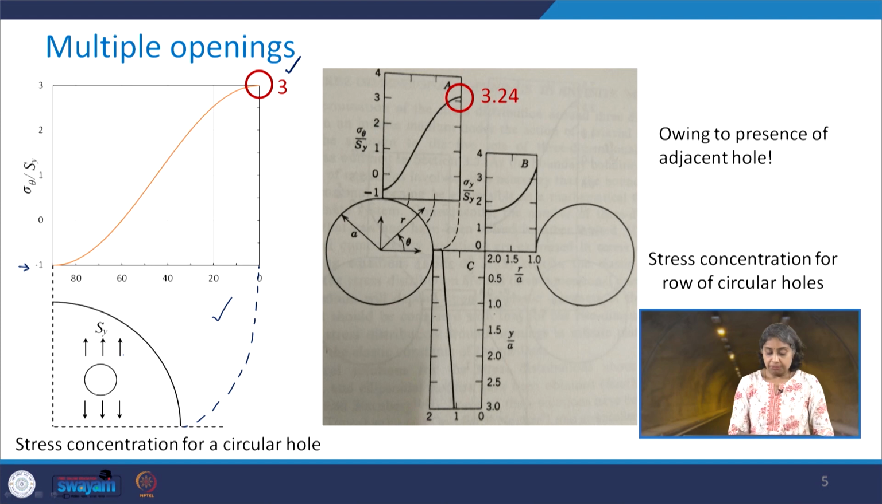So the similar thing we get here is, at theta equal to 0, 3.24. Now, this is owing to the presence of the adjacent hole. So the stress concentration factor increases from 3 to 3.24 in case you have two circular openings.